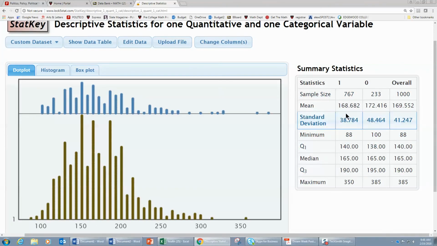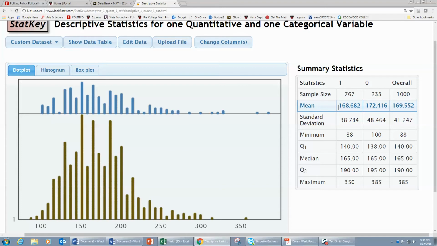The average weight of those who had exercised was 168 pounds, and the average of those who had not exercised in the last month was 172 pounds. So the exercisers do weigh a little less in our sample, by almost 4 pounds, a little more than 3.5, but that's just a sample.